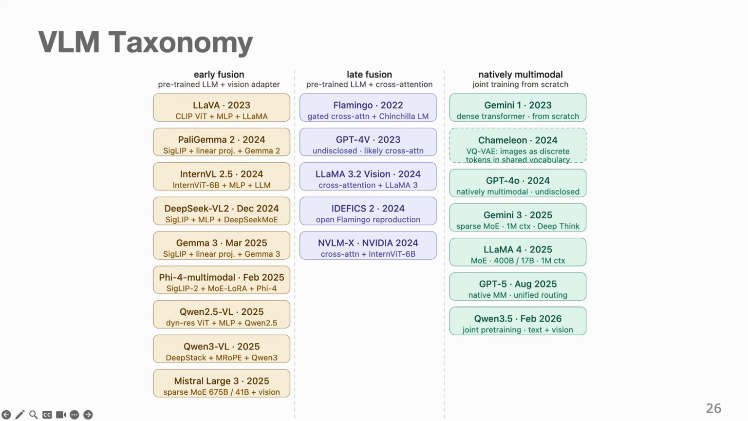The trade-off here is essentially flexibility versus scalability. Early fusion allows the richest cross-modal interaction because the images and text mix freely through self-attention, but then you have to fine-tune the LLM and risk degrading its capabilities. Late fusion preserves the pre-trained LLM perfectly, but constrains how vision and language can interact, since they only communicate through these cross-attention pathways. And then native multimodal removes all of the constraints, but you pay the cost of training everything from scratch.